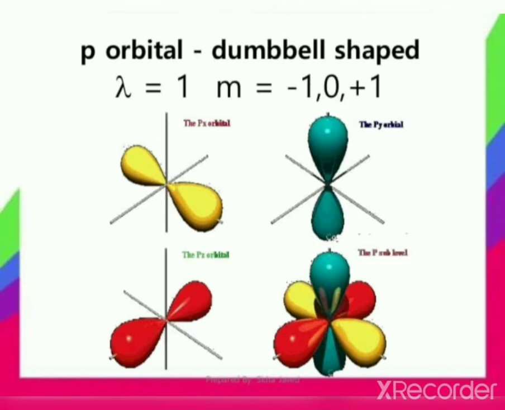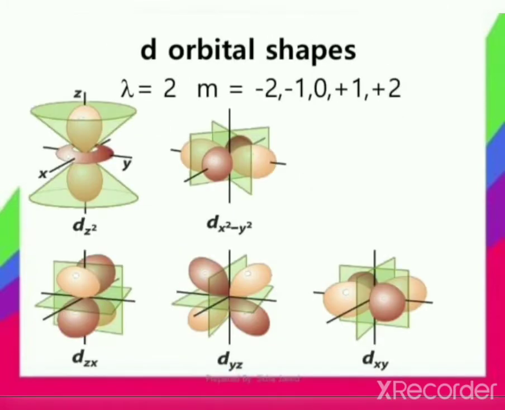Similarly, if we consider d orbital, we know that for a d orbital, L is equal to 2 or lambda is equal to 2. Therefore, ml values are minus 2, minus 1, 0, plus 1 and plus 2. Here, in the case of d orbital, how many ml values are possible? 5 values. Therefore, we can say that d orbital has 5 orientations. That is, we have 5 types of d orbital named as dxy, dxz, dyz, dx square minus y square and dz square.